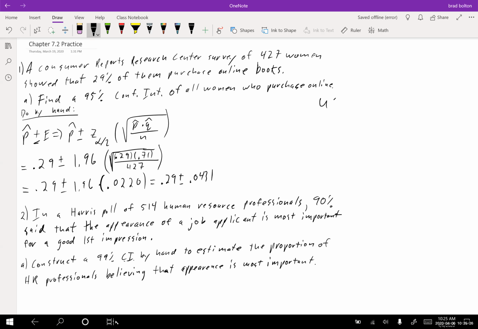I'm going to have to move this over a little bit. So use the calculator over there. Okay, so now this means that our confidence interval is, I'm just going to simply do 0.29 minus 0.0431, and I get 0.2469, comma, 0.29 plus 0.0431, and I get 0.3331.